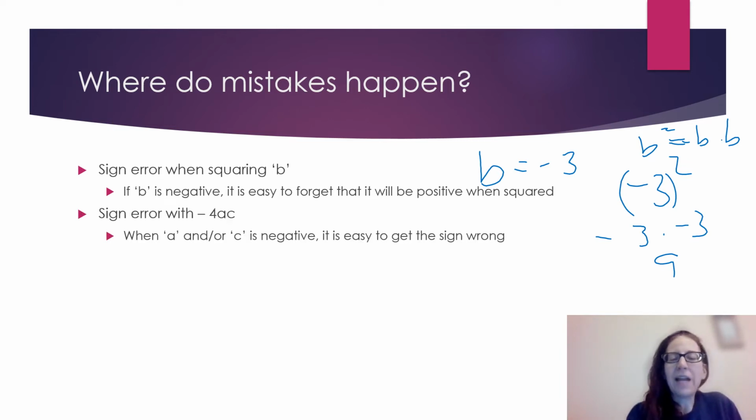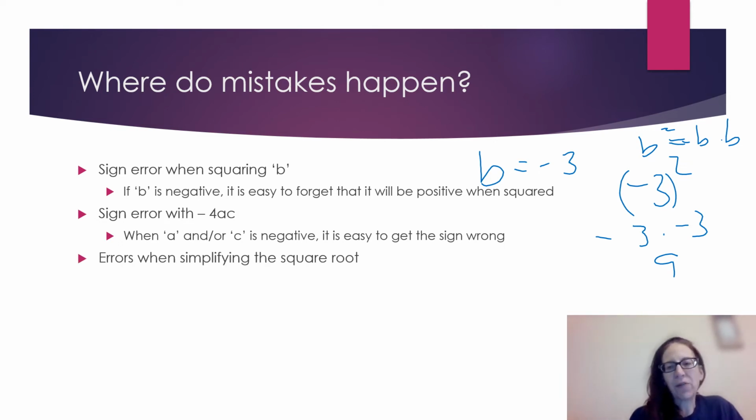Second one is a sign error with the -4ac, and that was one that, like the last slide, I explained 2 different ways. Okay, and so when a and/or c is negative, it's easy to get the sign wrong because you have the negative right here, and when you combine that with another negative and possibly a third negative, so when either of those or both of those numbers are negative, I just see a lot of not getting the right operator there. Okay, this is like a tricky spot.